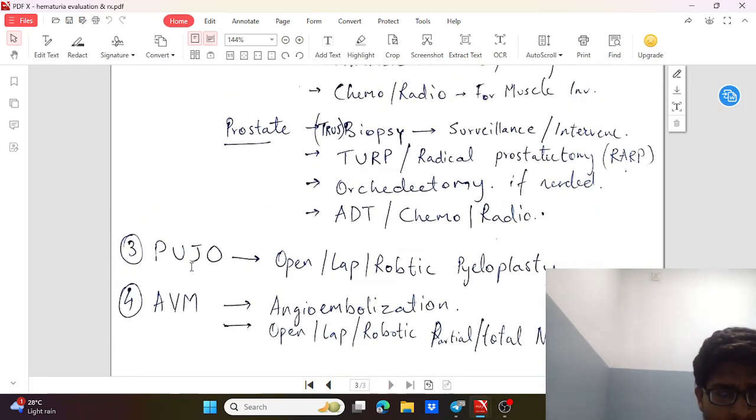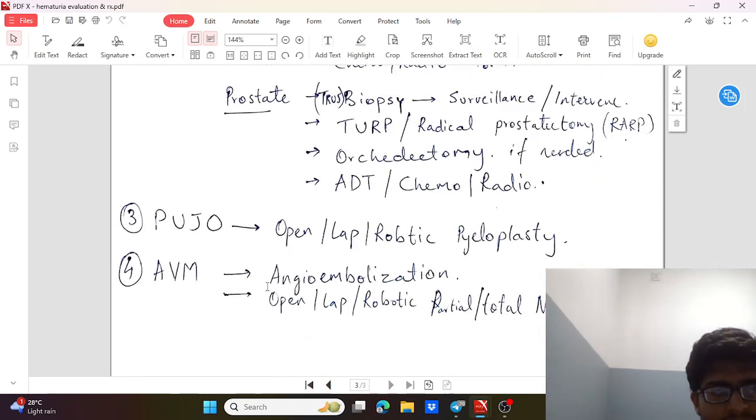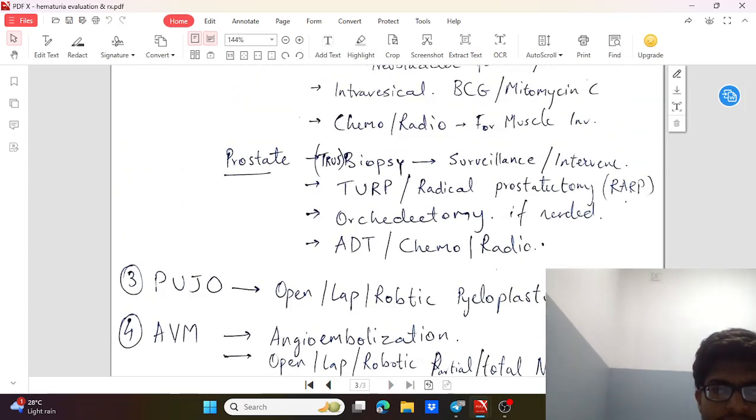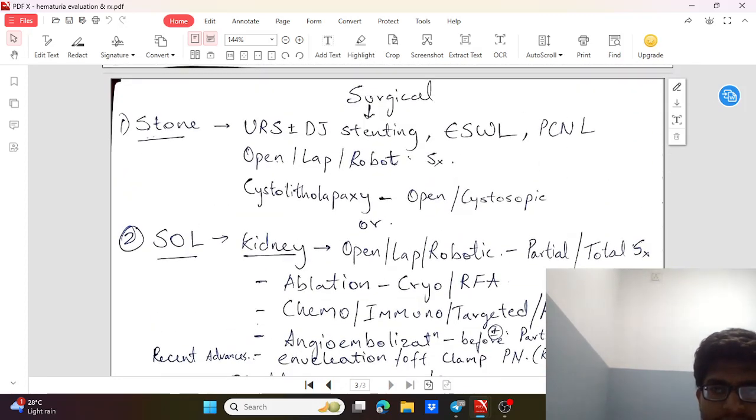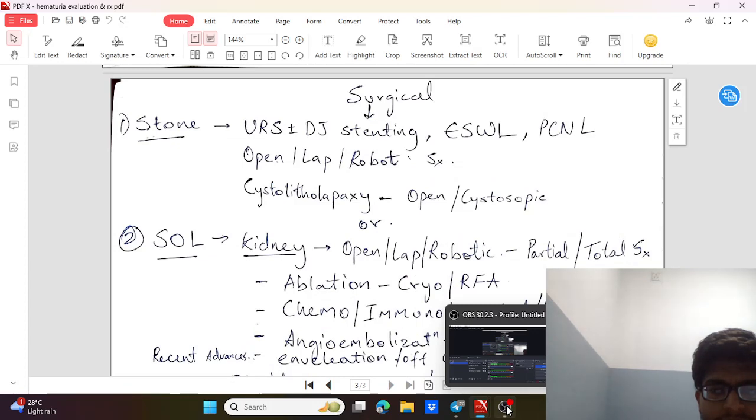For pelviureteric junction obstruction, we go for lap, open or robotic pyeloplasty. For arteriovenous malformation, we go for angioembolization, or we can go for open, lap or robotic, partial or total nephrectomy. So these are some of the common causes of hematuria and their management. Hope it has been understood and will be helpful for quick revision and useful for writing exams on the topic of hematuria, approach and management.